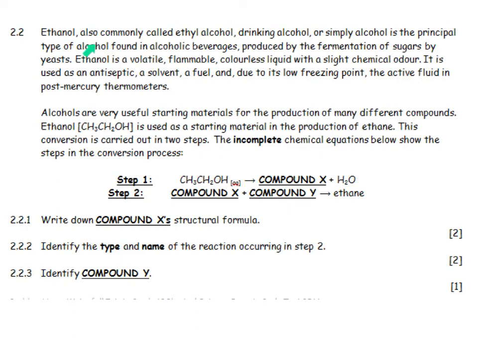Ethanol is also commonly used, called ethyl alcohol. This is all like an introduction. Alcohols are useful starting materials, and they're going to take place in 2 steps. The incomplete chemical equations below are in these steps. I've got the alcohol ethanol. It turns into something plus water, so that's an elimination reaction.